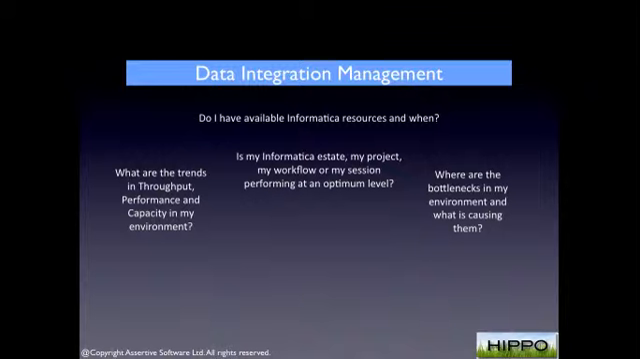Do I have available Informatica resources, and if so, when? What are the trends in throughput, performance and capacity in my environment? Is my Informatica estate, project, workflow or session performing at an optimum level? And just as pertinently, what is that optimum level? And where are the bottlenecks in my environment and what's causing them?